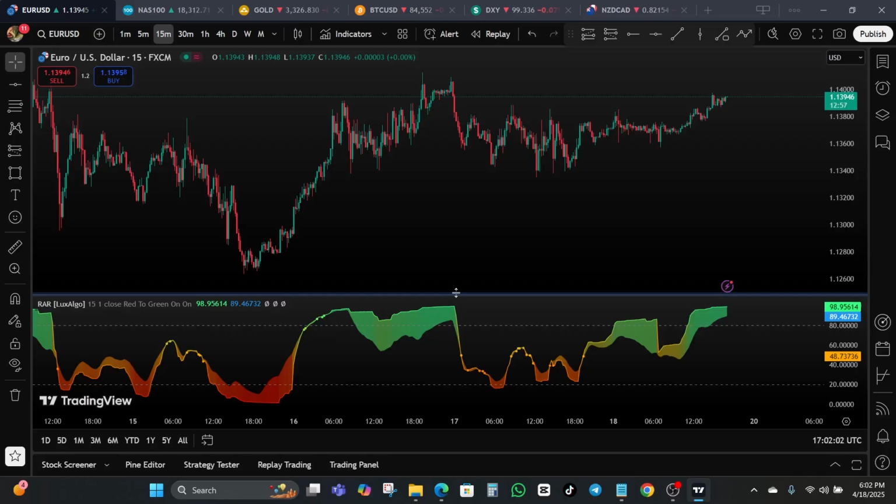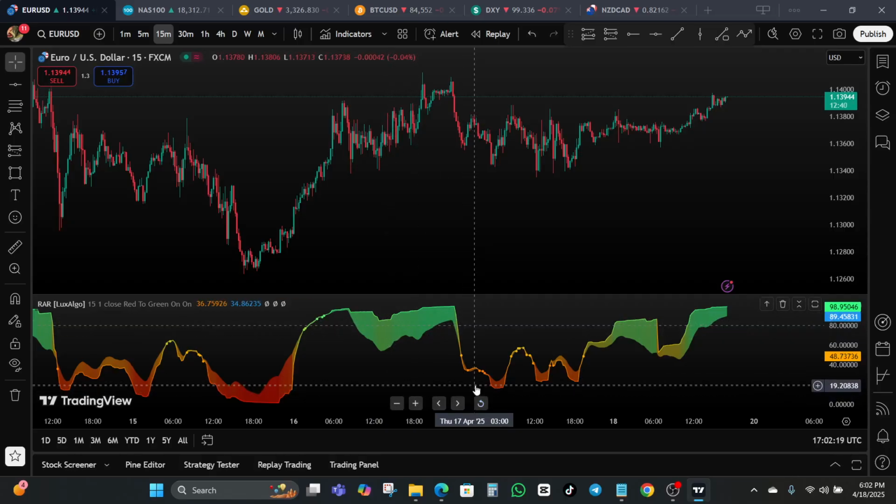Now, when using this indicator, you need to be patient. Wait for the RSI to reach the colored zones, basically the green zone or the red zone, before acting on signals. This helps ensure that you are entering trades at the right momentum.